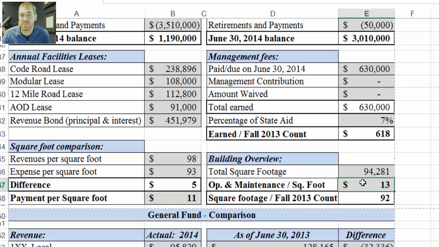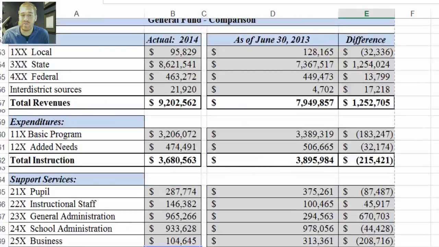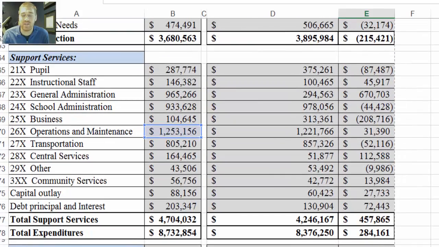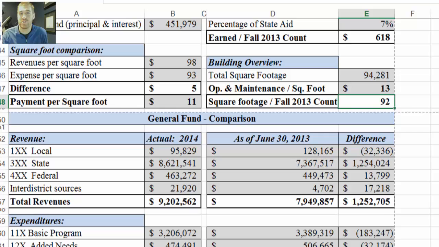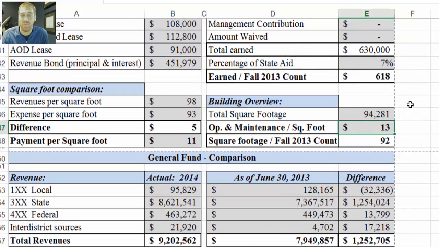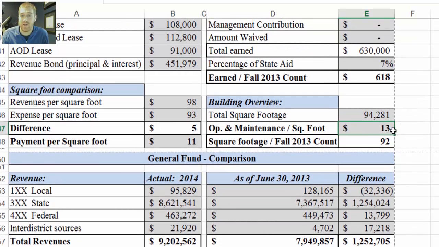Operations and maintenance takes the line item of operations and maintenance, and divides it by the total square footage. So that's where that number is derived from. That's pretty middle of the road as well. And then square footage divided by fall 2013 takes the square footage and divides it by that fall 2013 count. So those are all the calculations. Hopefully it makes sense where they're coming from.